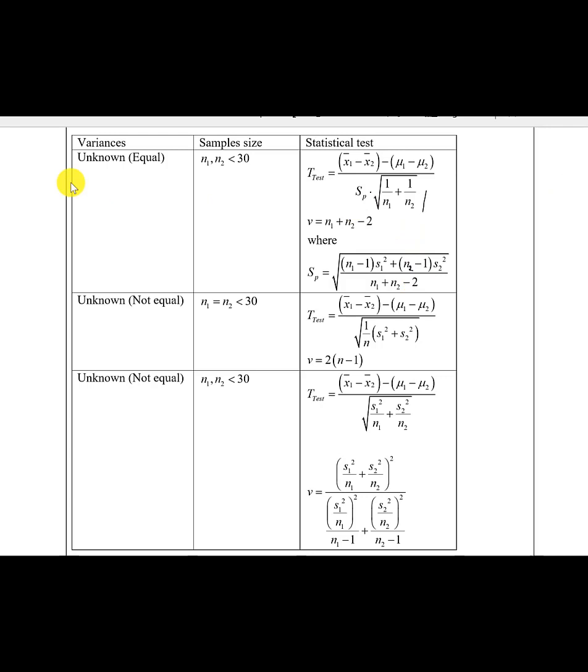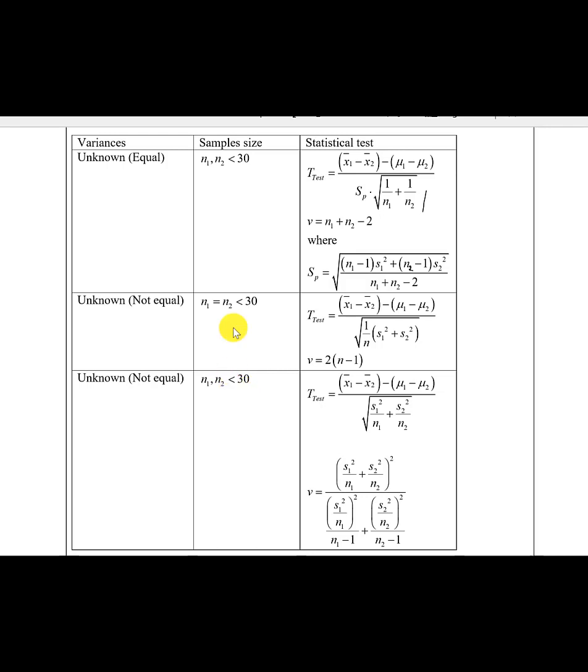Okay, so this is the formula that will be given in your final examination. For chapter 6, hypothesis testing, you are only given this formula. It covers the cases when your variances are known, equal, and also unknown not equal. So we have n1 and n2 less than 30, or n1 is equal to n2, or n1, n2 is less than 30.